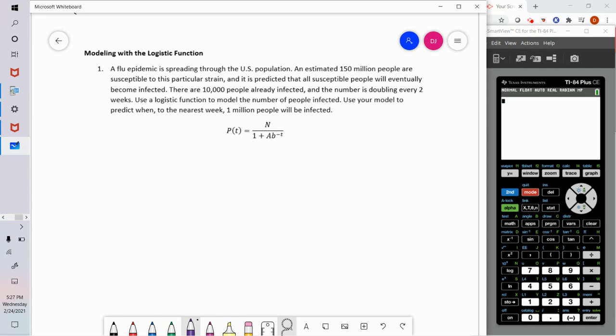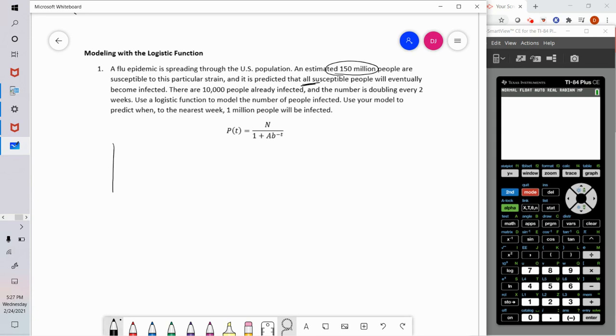And for this particular flu epidemic, we're going to say that an estimated 150 million people are susceptible to this particular strain. Okay, there are certain predictions, certain estimates we're going to make. It's predicted that all susceptible people will eventually become infected to some degree. We're going to assume that all the susceptible people will eventually become infected. That's my limiting factor, by the way.